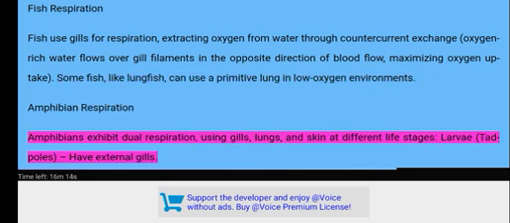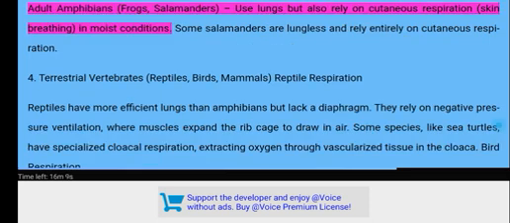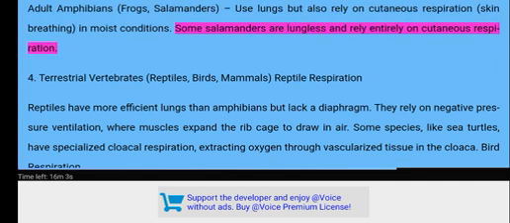Amphibian respiration. Amphibians exhibit dual respiration, using gills, lungs, and skin at different life stages. Larvae, tadpoles, have external gills. Adult amphibians, frogs and salamanders, use lungs but also rely on cutaneous respiration, skin breathing, in moist conditions. Some salamanders are lungless and rely entirely on cutaneous respiration.